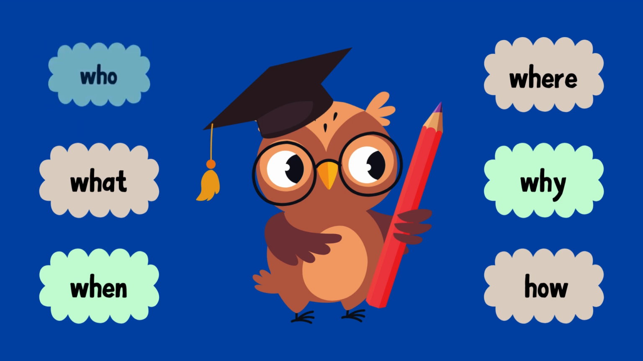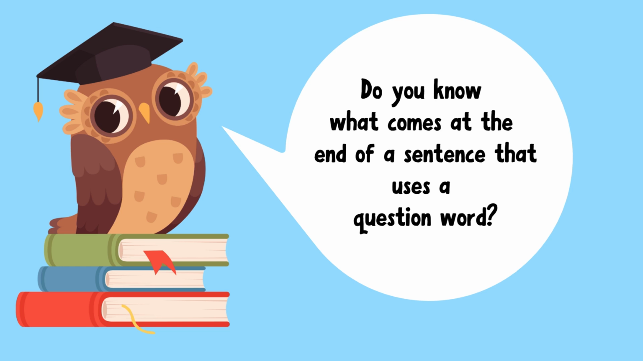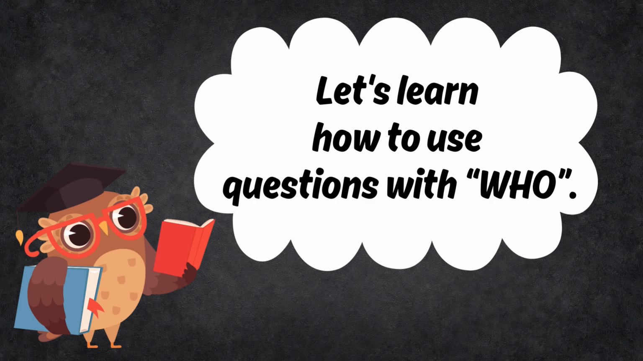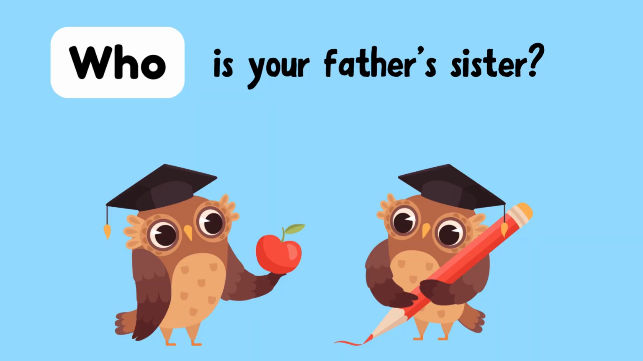Now, before we continue, let's not forget what comes at the end of a sentence when we are asking a question. It is very important that we put a question mark in order to indicate that the sentence we just wrote is a question. Now, we're going to learn how to use questions with who in family relationships. Now, I have here a few examples of how a sentence like this would look like.